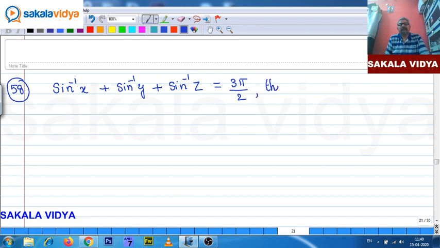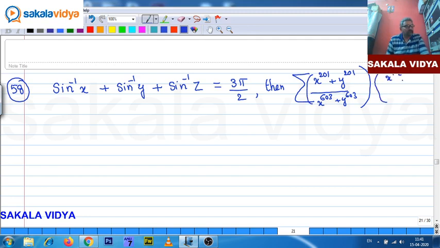Then sigma of x to the power of 201 plus y to the power of 201 upon x to the power of 603 plus y to the power of 603, multiplied by x to the power of 402 plus y to the power of 402 upon x to the power of 804 plus y to the power of 804. This is the question.